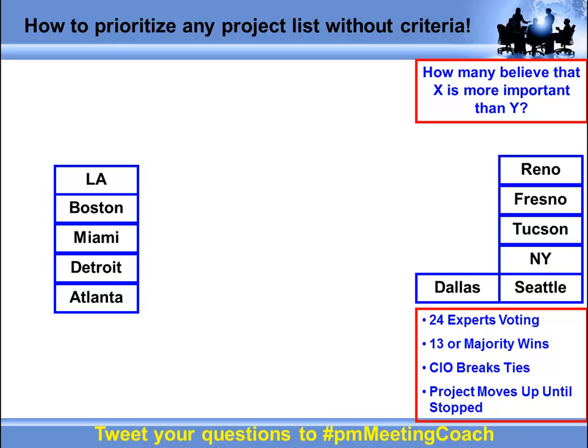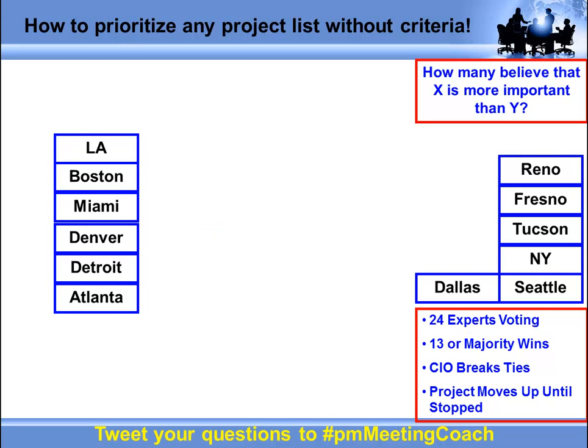Okay, so how many people believe that Denver is more important than Atlanta? 16, so that one moves up. How many people believe that Denver is more important than Detroit? 16, moves up. Now in this case, maybe these people just left their hands up. Fine. How many people believe that Denver is more important than Miami? 7. Okay, how many people believe Miami is more important than Denver? 13. So if I know Miami is more important than Denver, I'm going to slot Denver under Miami and above Detroit. Okay, and I'm going to grab the next one.